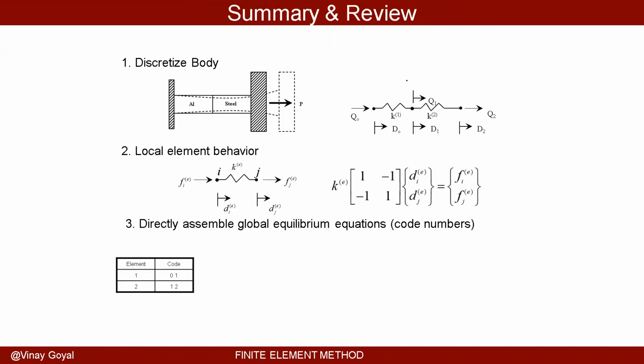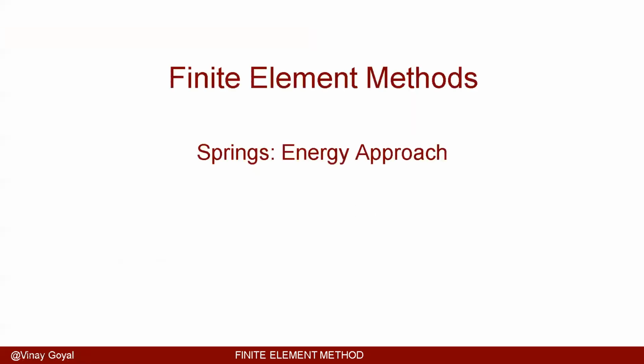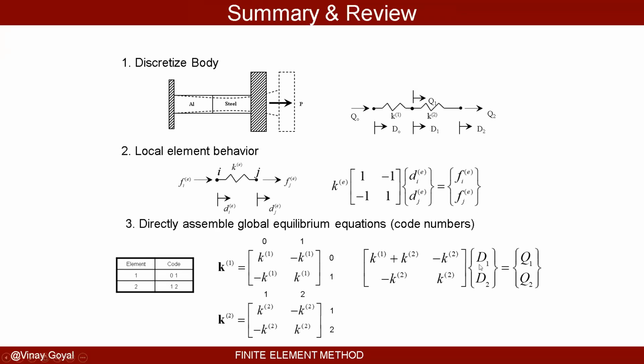In summary, we discretize the body, idealizing the body into simple elements. We approximate the local element behavior, and then we assemble the global equilibrium equations using the code number approach that I discussed. And doing that allows you to quickly put everything together in a way that's simple and can be combined.